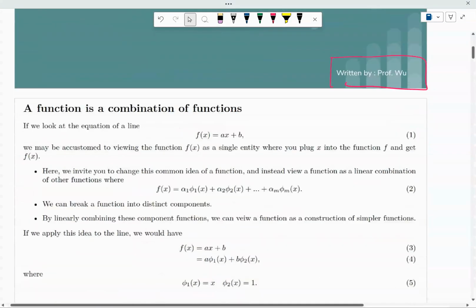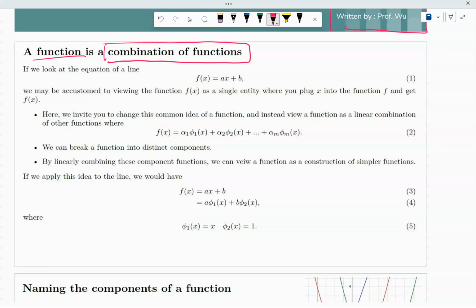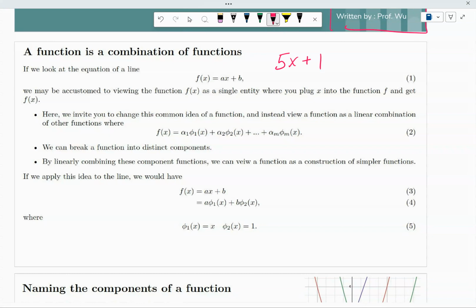So let's get started. Now, a function. If you've taken all the previous courses up to this point, it's not a surprise to you that a function can be viewed as a combination of functions. So let's look at a function of a line. This is what we're used to seeing. This is a function of a line, depending on how you set the values a and b. So 5x plus 1, for example, is the equation of a line where a is 5 and b is 1, right? So this is the equation of a function, and this is what we're used to seeing.